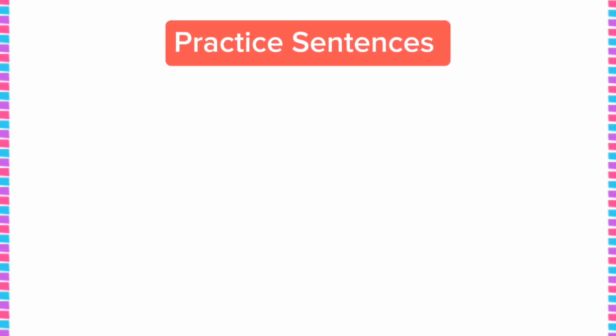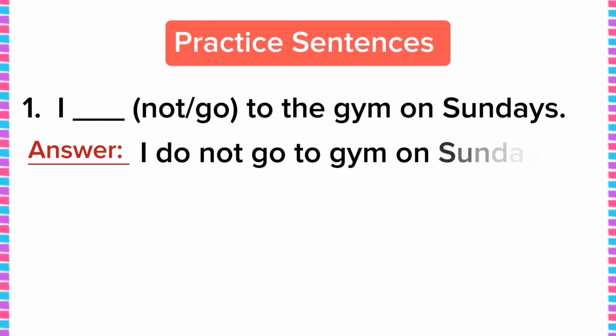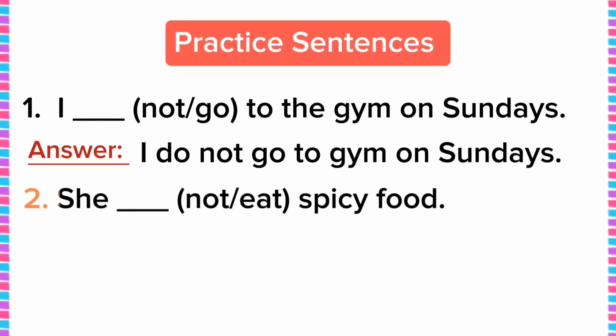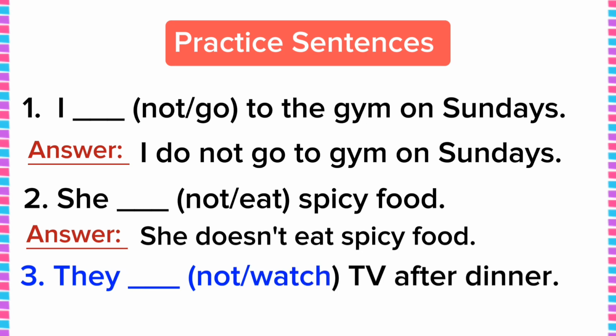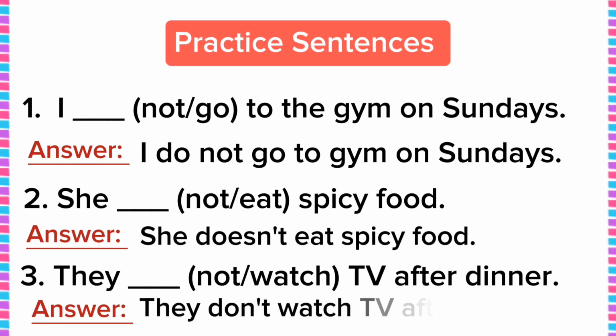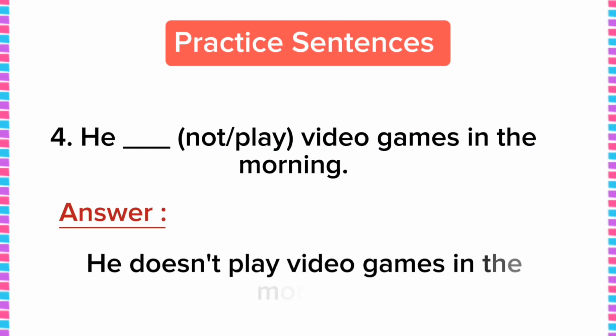Practice sentences. Number 1. I go to the gym on Sundays. Answer is, I do not go to the gym on Sundays. Number 2. She eat spicy food. Answer is, she does not eat spicy food. Number 3. They watch TV after dinner. Answer is, they do not watch TV after dinner. Number 4. He play video games in the morning. Answer is, he does not play video games in the morning.